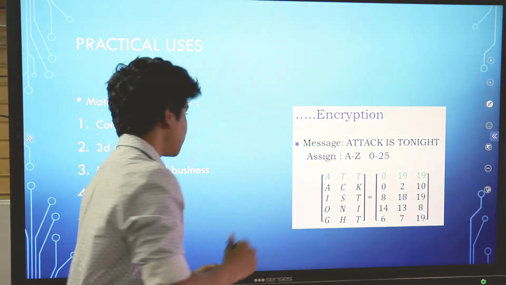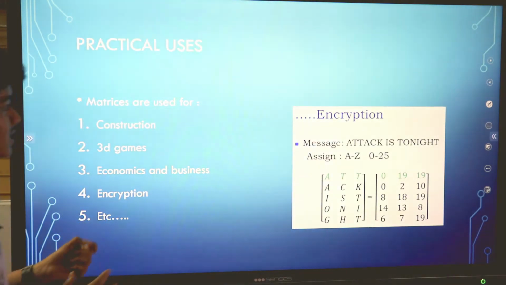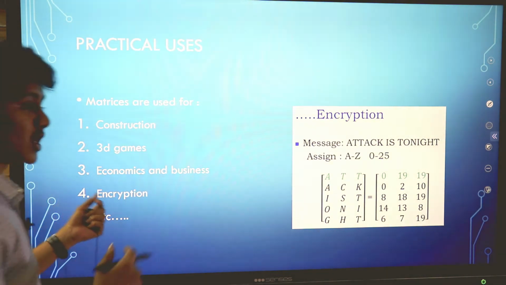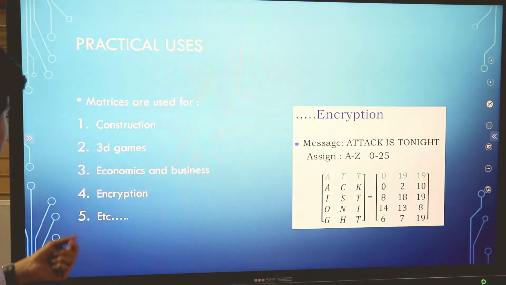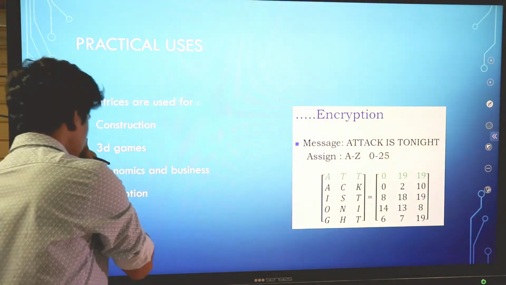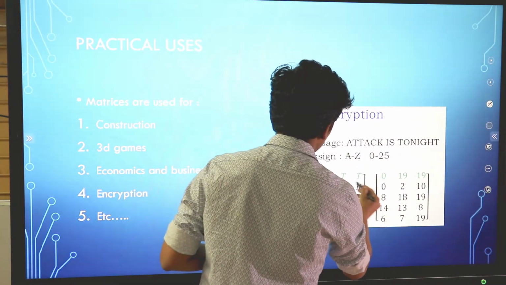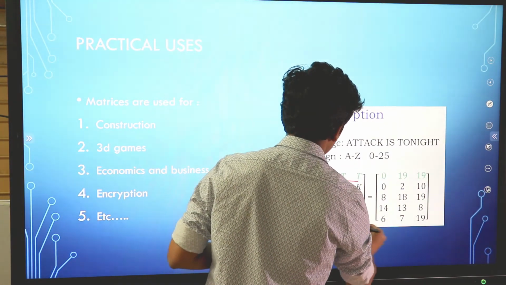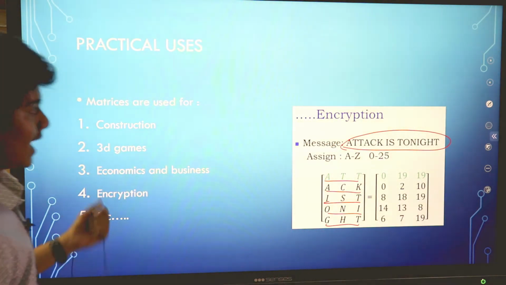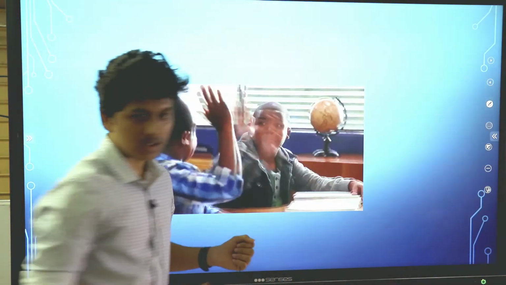Now the practical uses of this: matrices give us very beautiful patterns. It is used in 3D games to convert 2D to 3D or 3D to 2D. Economics and businesses, stocks, trading, all that. Encryption and decryption is an example. You can store your message like this, which can be decoded like this, and vice versa, and many more. Yeah, done. Thank you.